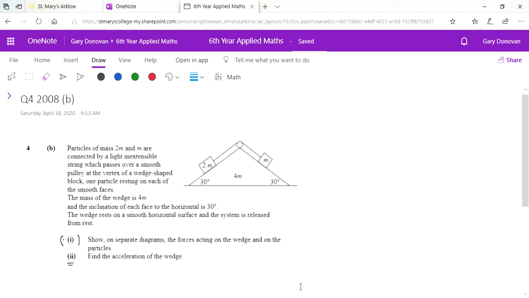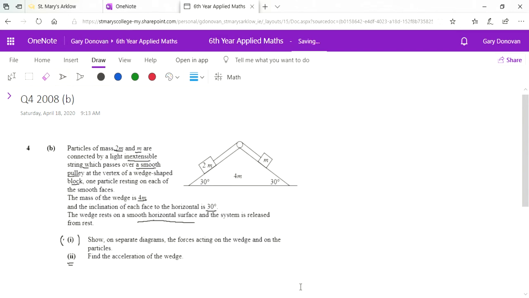We have two particles, one has a mass 2m, the other has a mass m. They're connected by a light, inextensible string which passes over a smooth pulley at the vertex of a wedge-shaped block, one particle resting on each of the smooth faces. The mass of the wedge is 4m. The inclination of each face to the horizontal is 30 degrees. The wedge rests on a smooth horizontal surface and the system is released from rest.